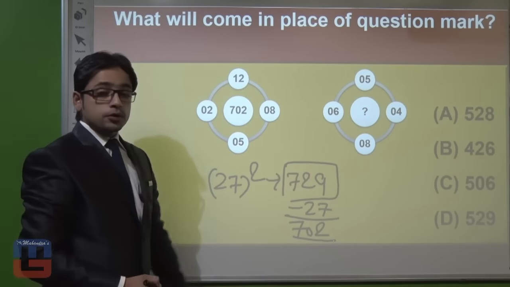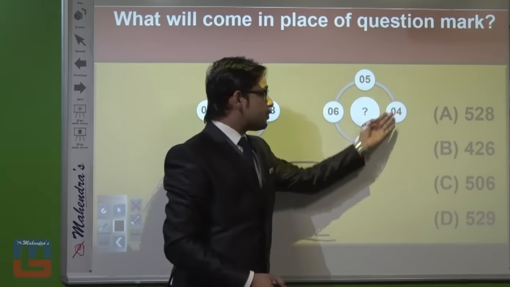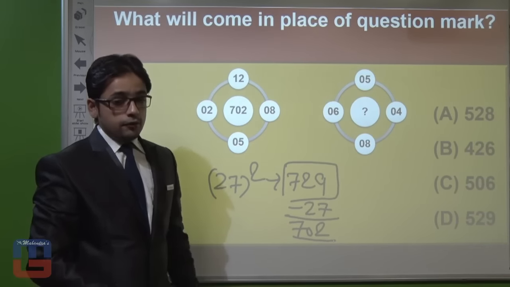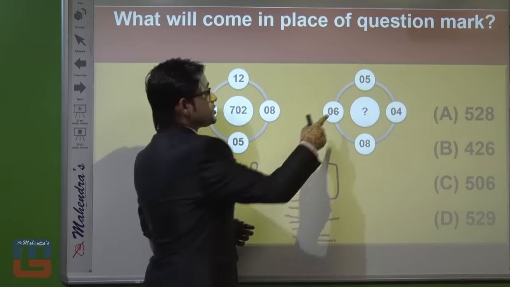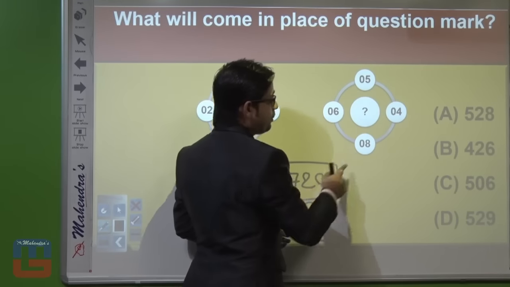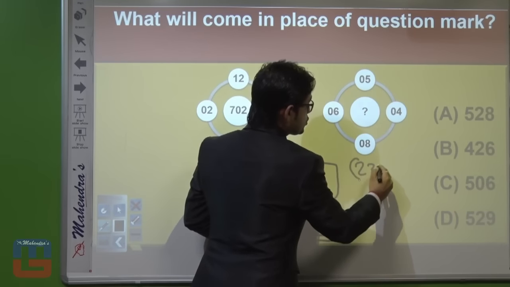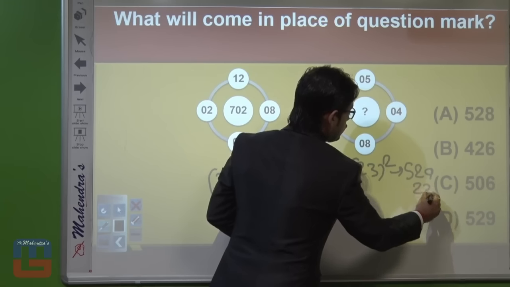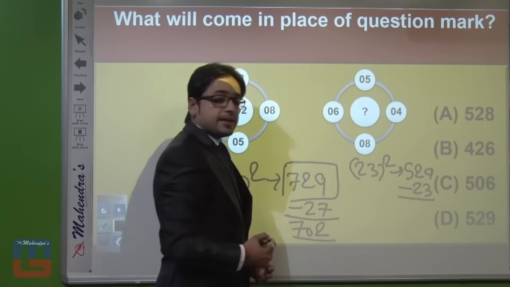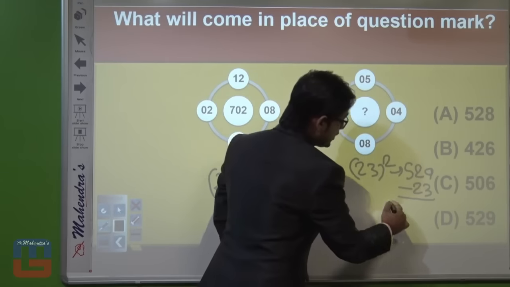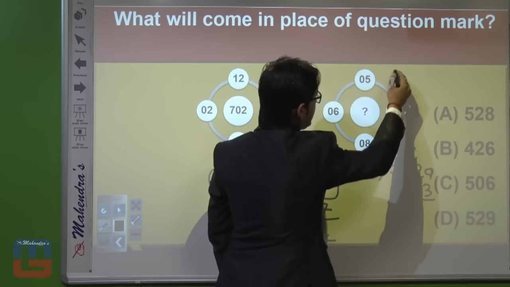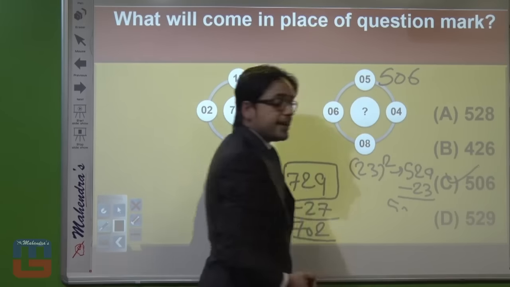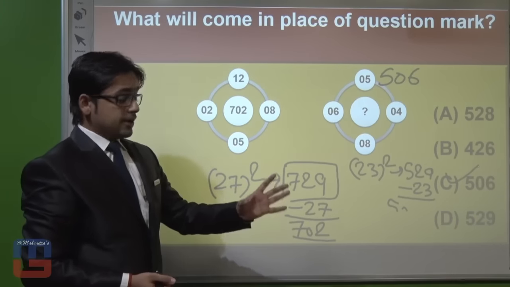So next, what are you supposed to do? After adding these 4 numbers, take the square of that number and subtract that number from the square. Like 6 plus 5 is 11, plus 4 is 15, plus 8 is 23. The square of 23 is 529. And if you subtract 23 from 529, you will get the result, that is 506, which is written in option number 3. So the right answer of your question will be 506.